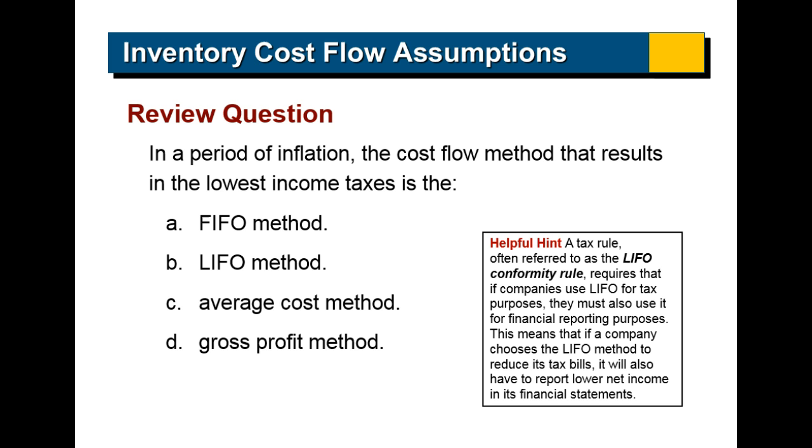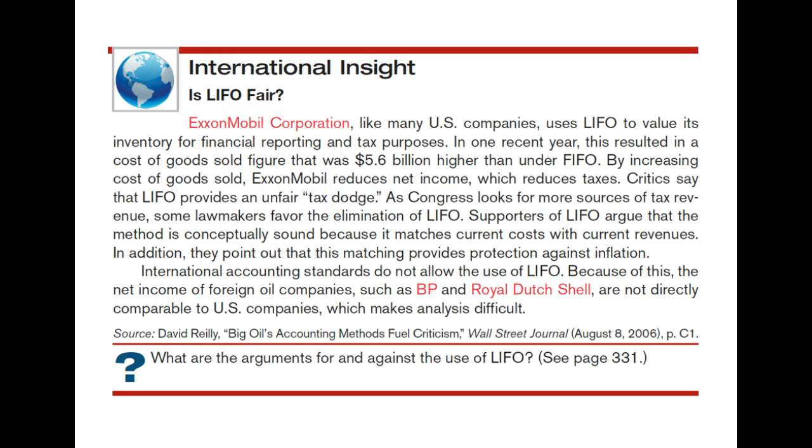In a period of inflation, the cost flow method that results in the lowest income taxes is LIFO, because that's going to show that we're selling the more expensive units, which ultimately lowers our net income, which ultimately lowers our tax liability.